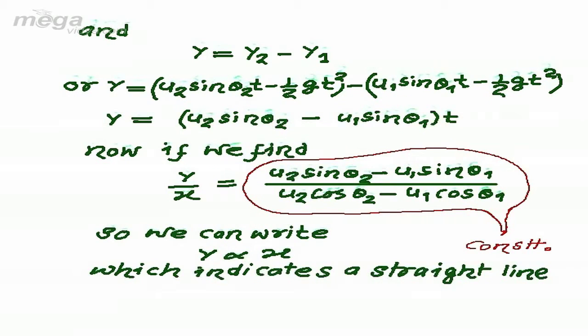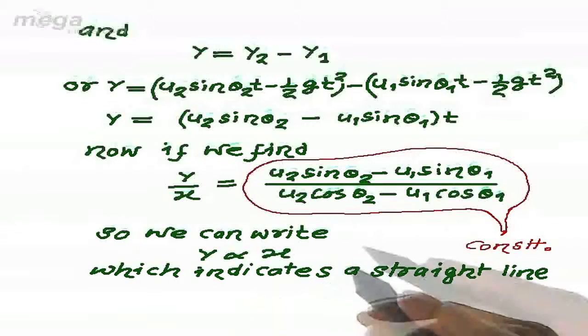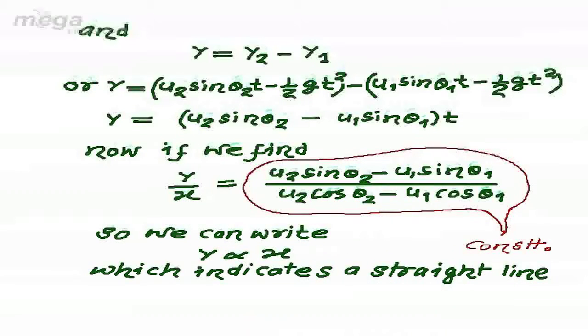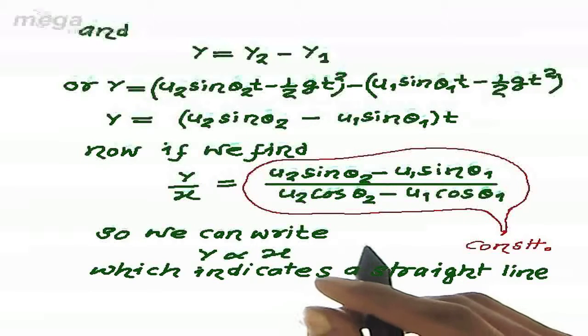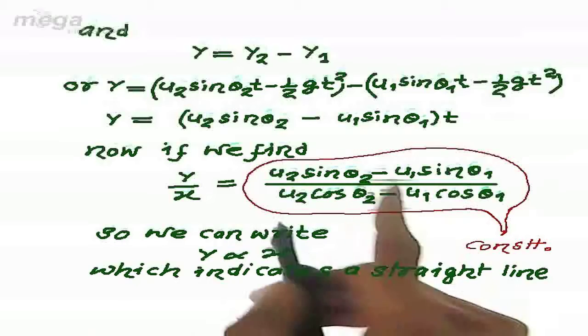So we may say that the path of one projectile as seen from the other is always a straight line. Here one projectile is flying, its acceleration is g downward, and the other projectile is also flying, its acceleration is again g downward. If we try to find the acceleration of one projectile with respect to the other, you will find that projectile 2 moves with constant velocity with respect to projectile 1, and that's the basic cause which makes the path of one projectile with respect to the other a straight line.